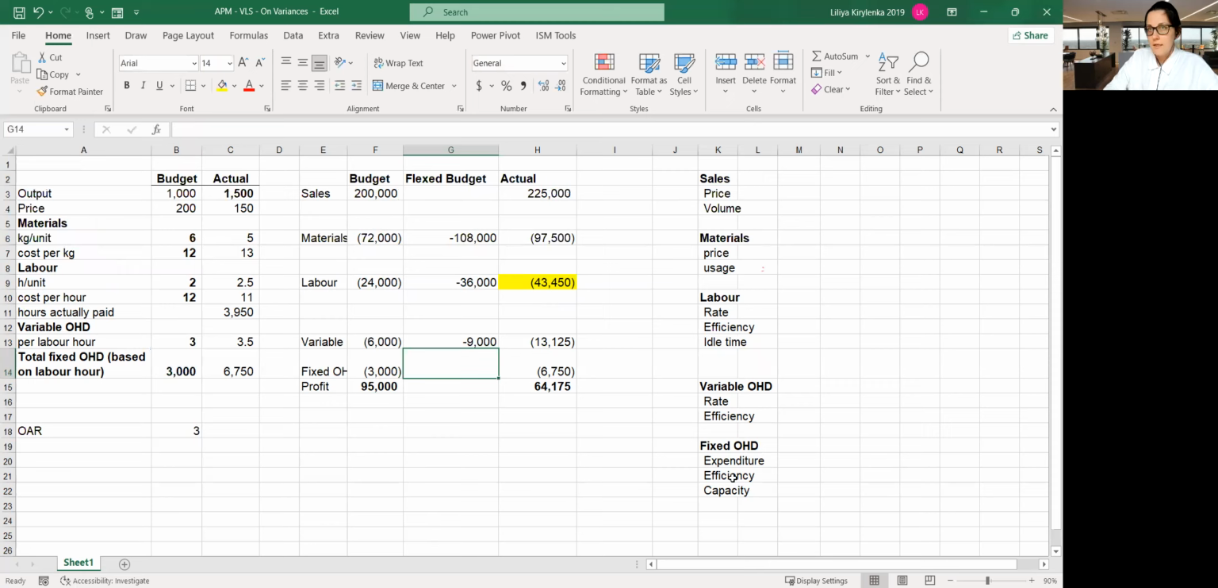So in here, when we are going to calculate fixed overheads, let me connect my laptop to the electricity before it's late.